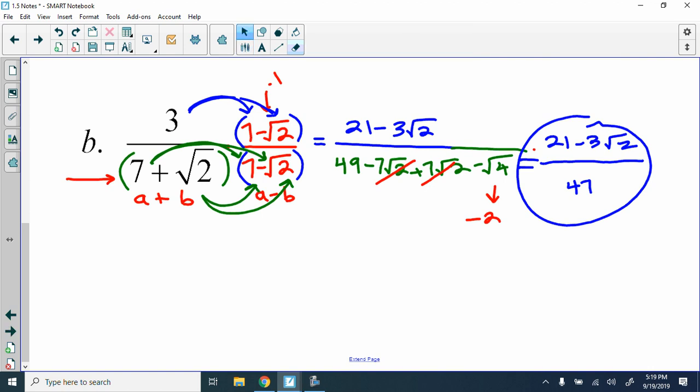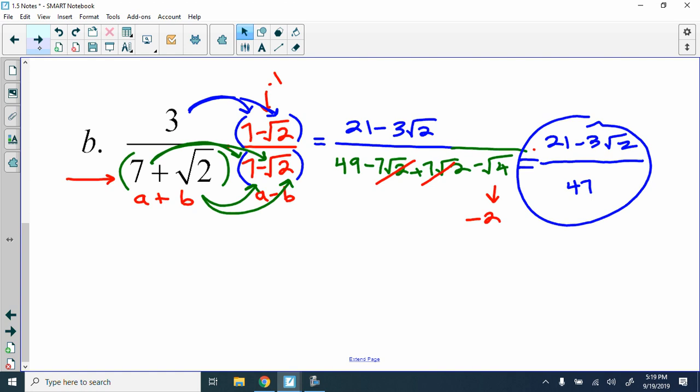So again, when you have a binomial in your denominator, you're going to multiply by its conjugate, which is the idea of the difference of squares. And notice, since the radical 2's canceled out, and then we ended up with radical 4, that became a perfect square, so we were able to simplify it down with a rational number. So 47 is rational.